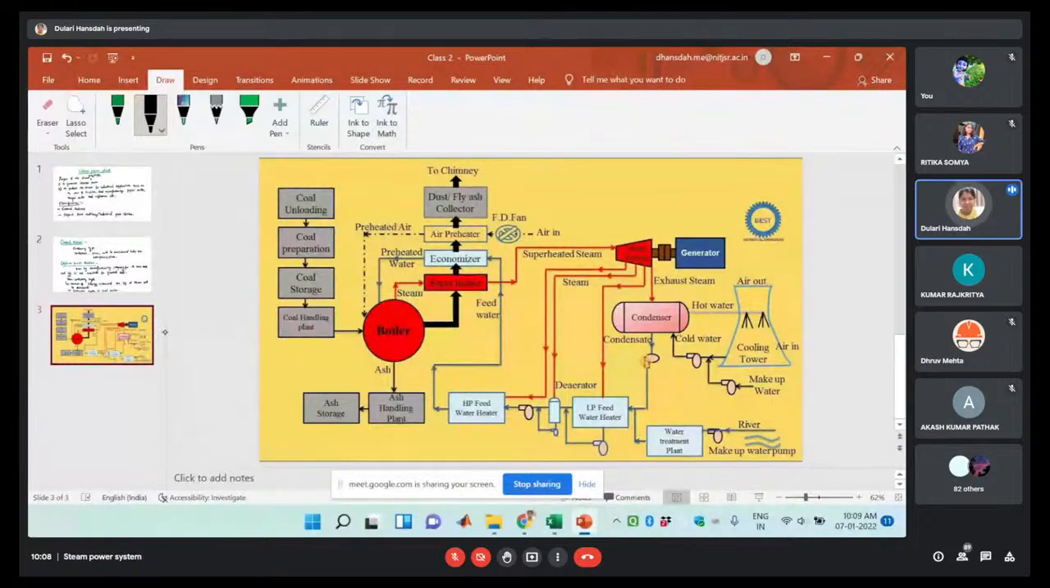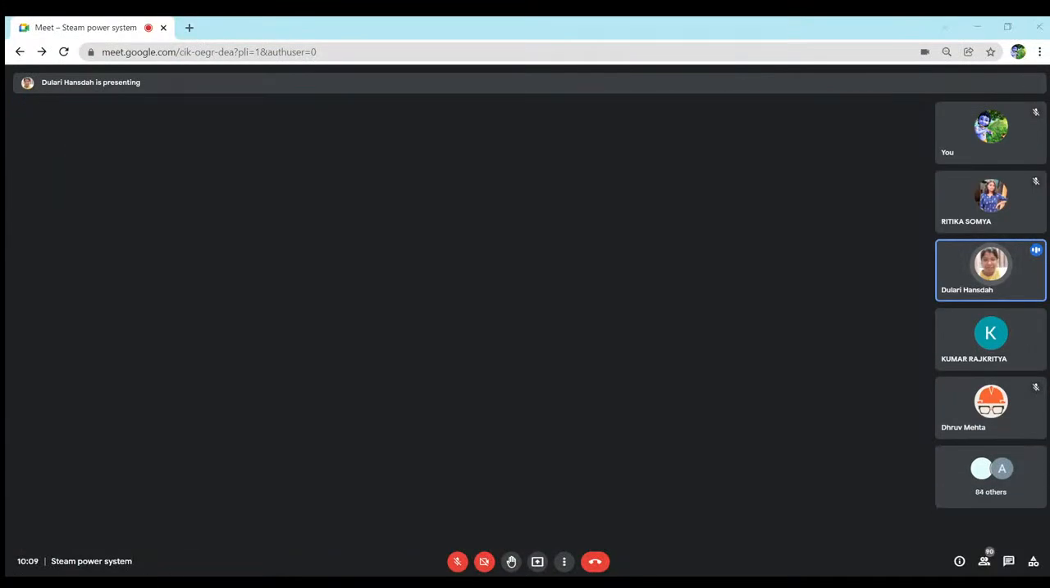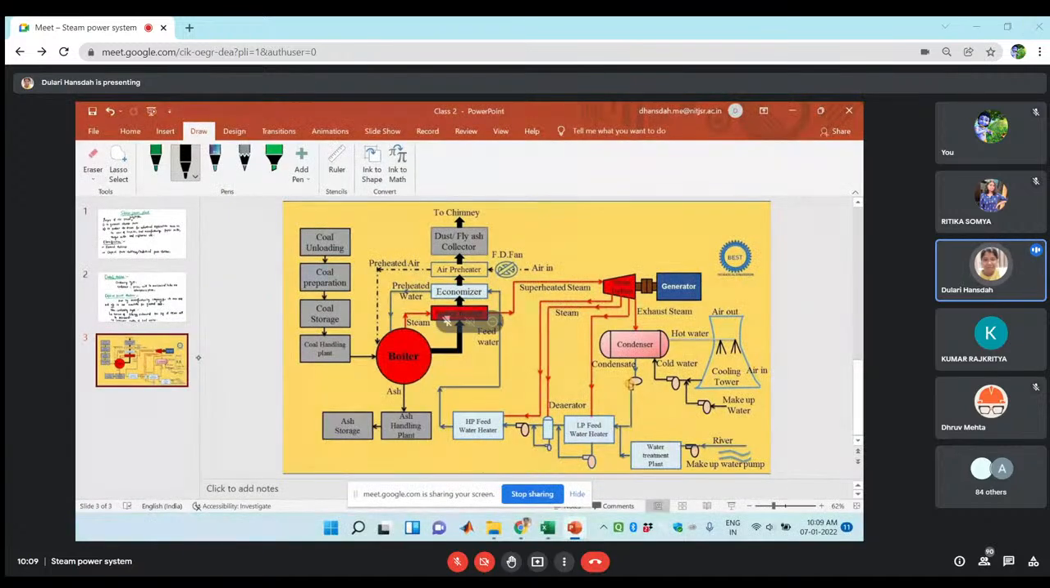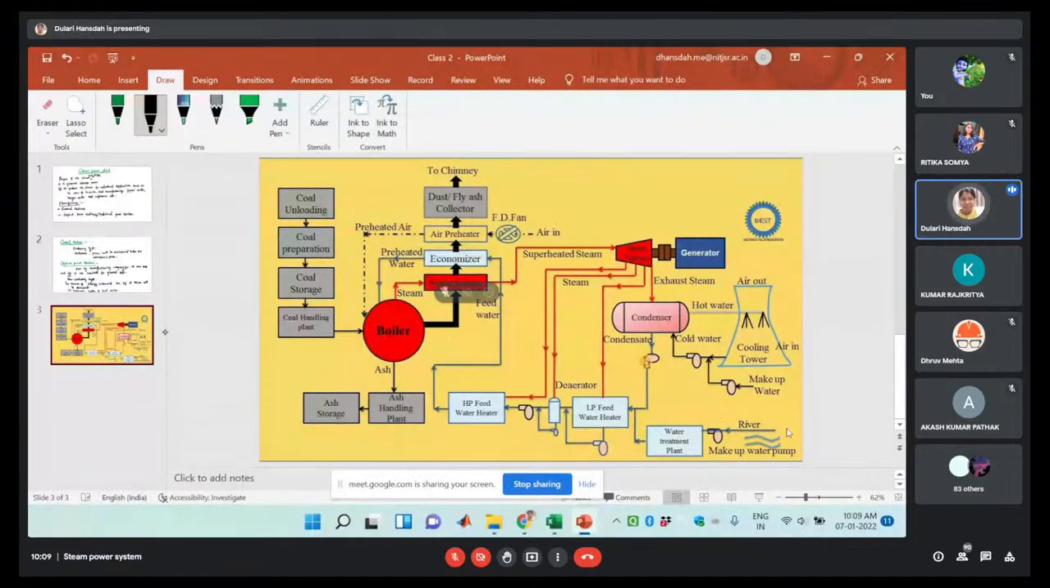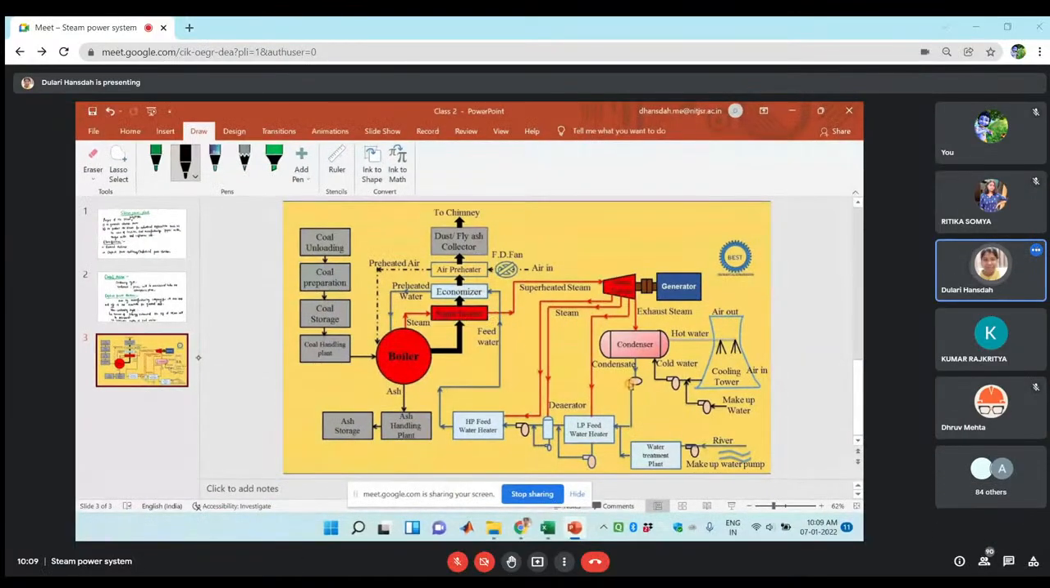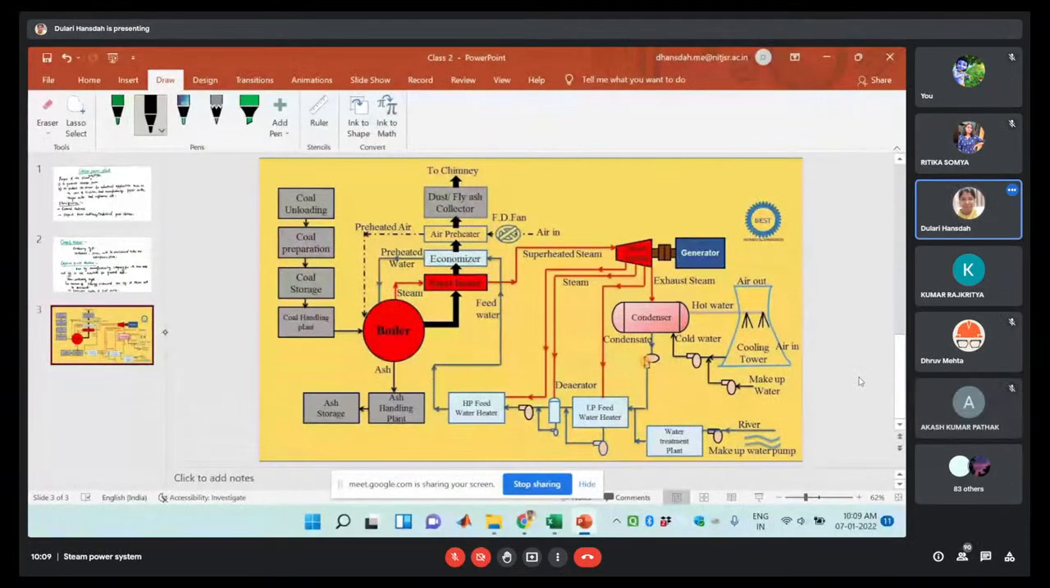Whatever waste heat is available in the furnace of the boiler will be utilized in the economizer. Plant efficiency can be increased this way. If we give that preheated water to the boiler, the heat required to generate the steam will be minimized. So the fuel consumption in this case can be reduced.